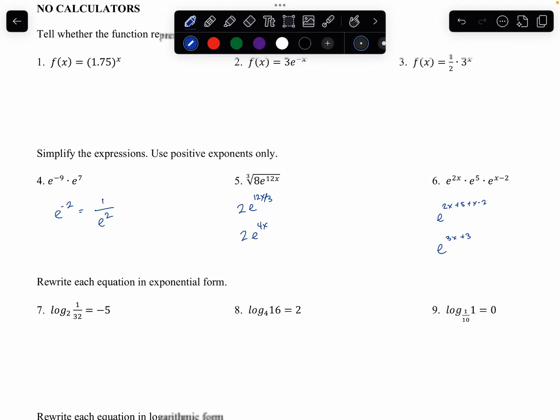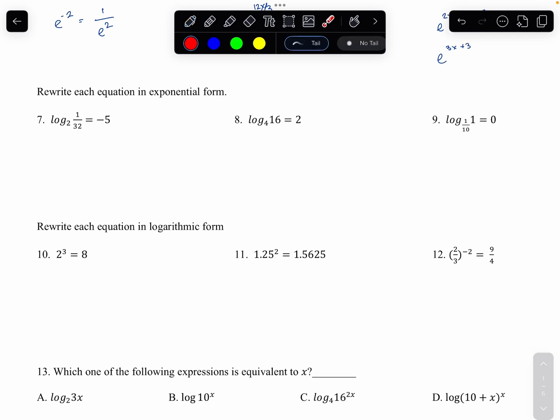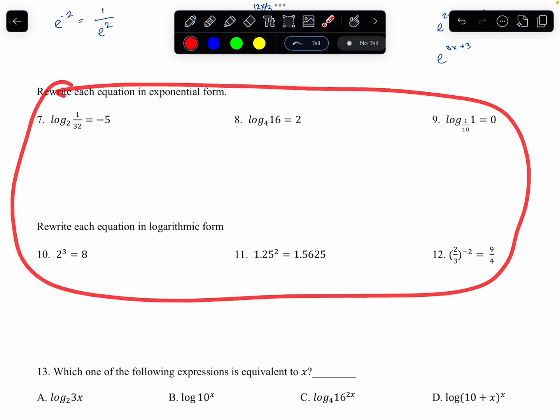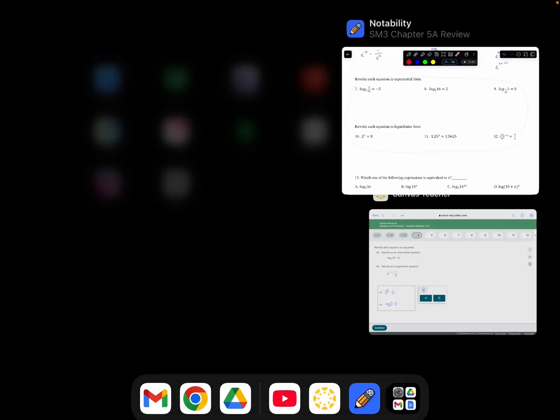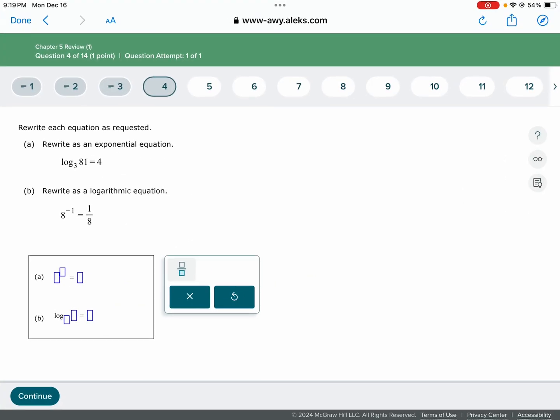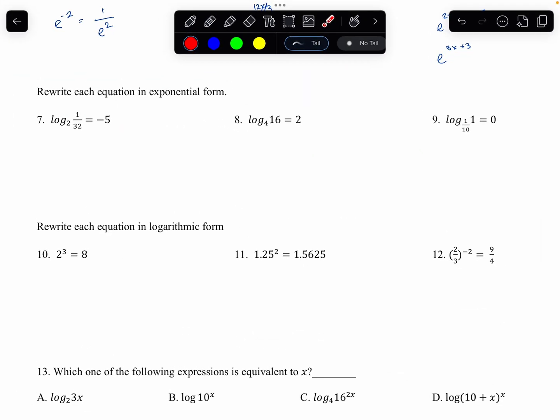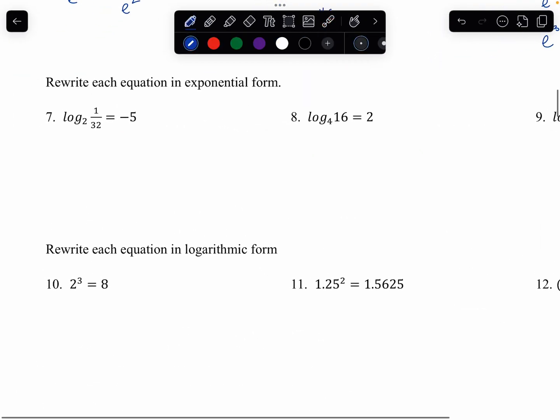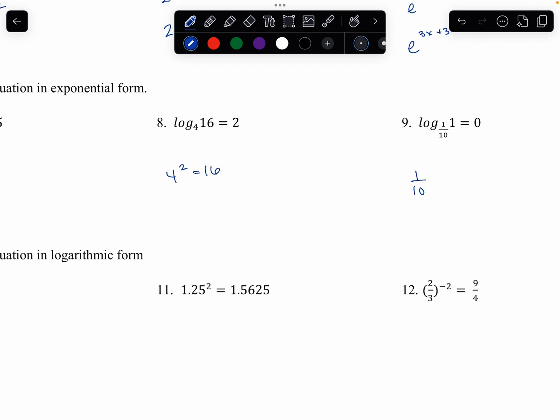Okay, for these ones right here, now you're not going to see these exact ones in Alex. You're going to see different ones in Alex for number 4, but I think it's good to just practice all of these right here. So let me go through and practice these. So rewriting these in exponential form, this would be 2 to the negative 5 is equal to 1 over 32. Okay, and then this would be 4 squared is equal to 16. This will be 1 over 10 to the 0 power is equal to 1.